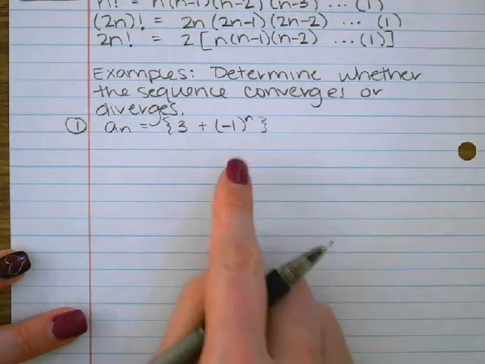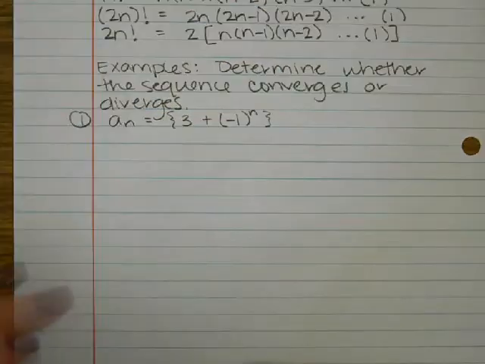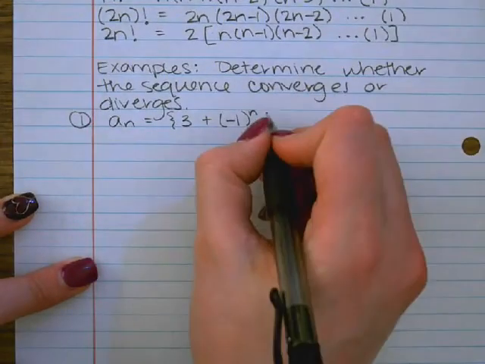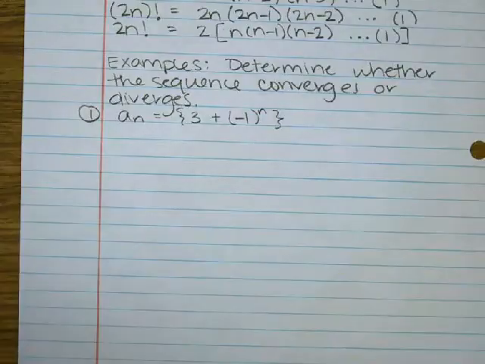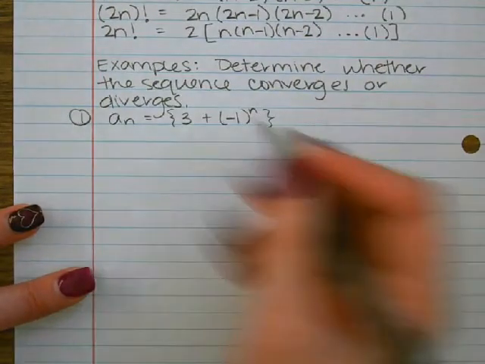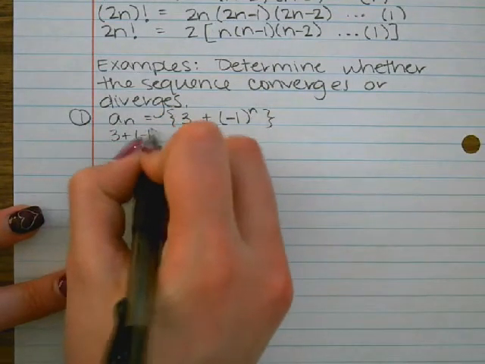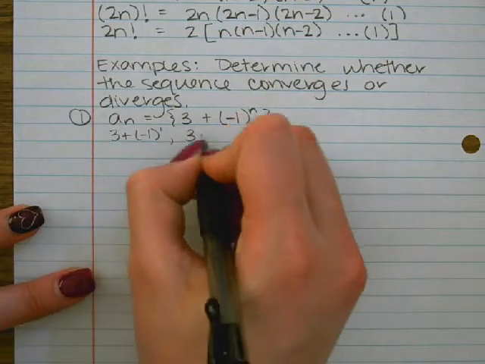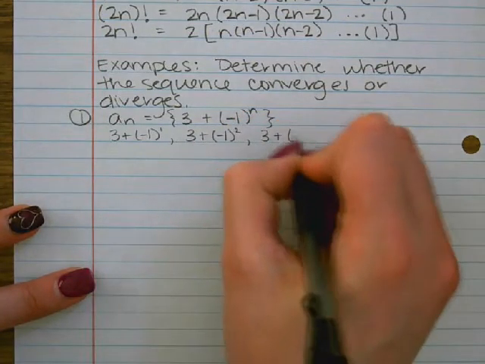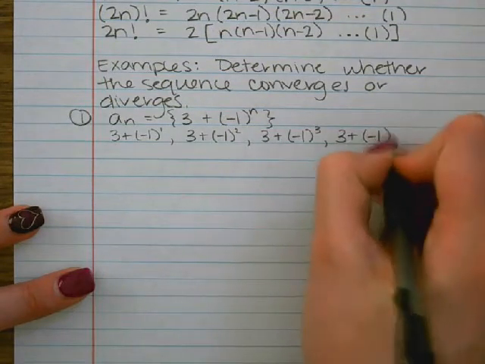And these little squiggly brackets, you might not have seen those before. It's just a different type of notation. I want to say it's called set notation, but I could be wrong. All right. So for our first term, we just want to plug in 1. So 3 plus negative 1 to the 1. For our second term, we plug in 2. For our third term, we plug in 3. For our fourth term, we plug in 4.